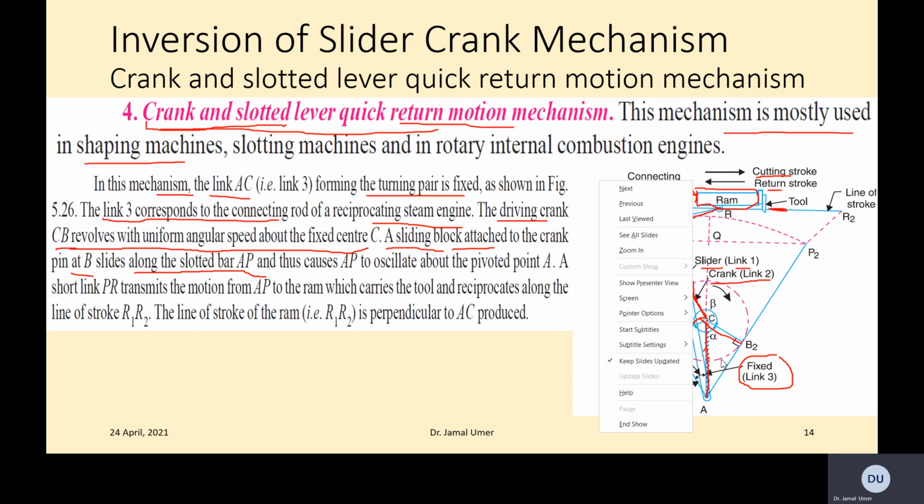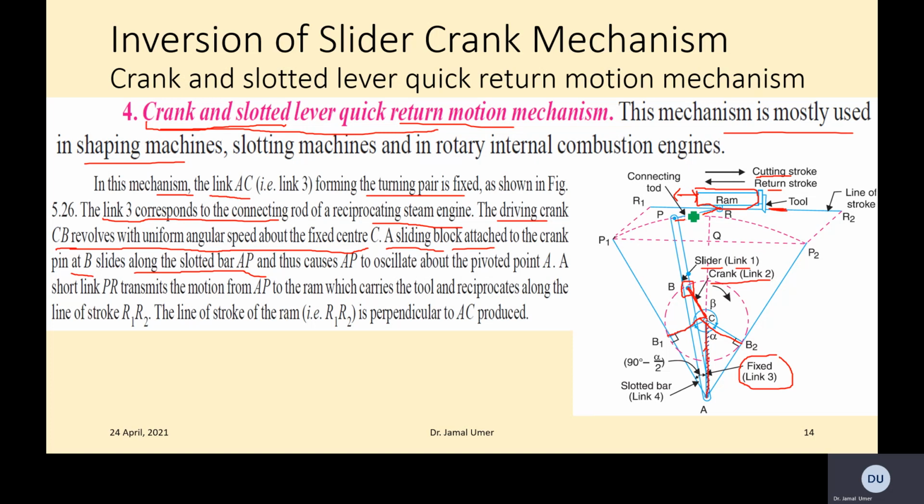So let me show you this one. This AP, from here to this one, AP, is the slotted bar. That's why we have the name slotted lever. And thus it causes AP to oscillate about a pivot point A.